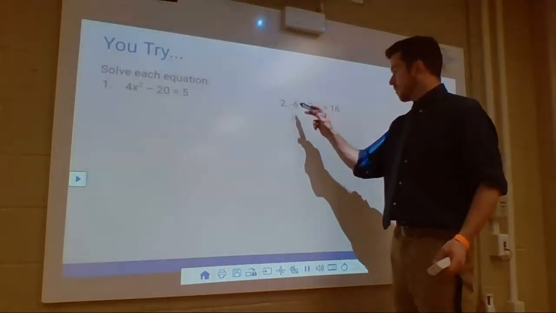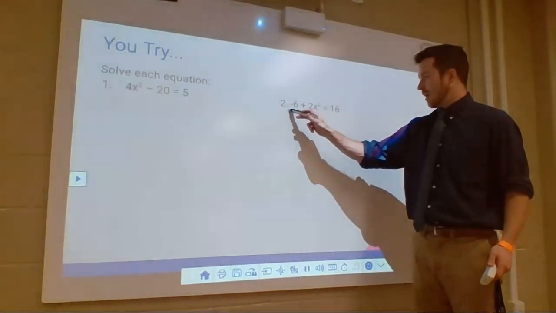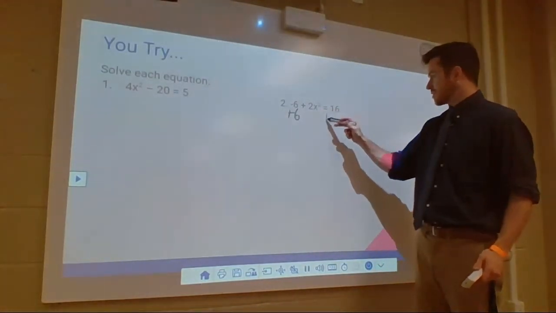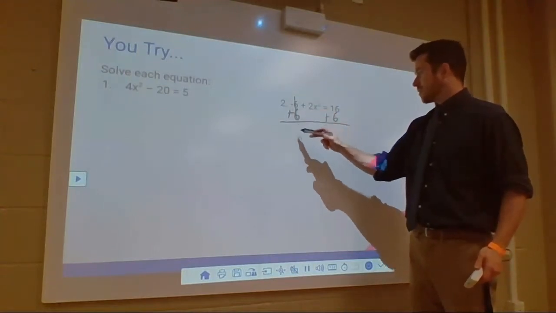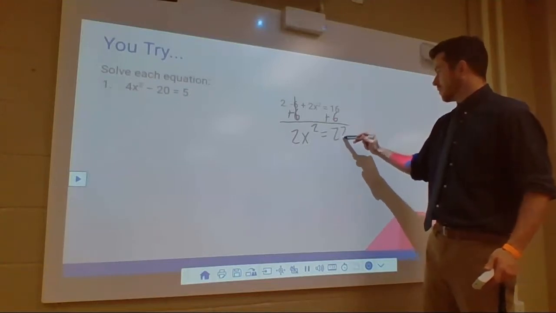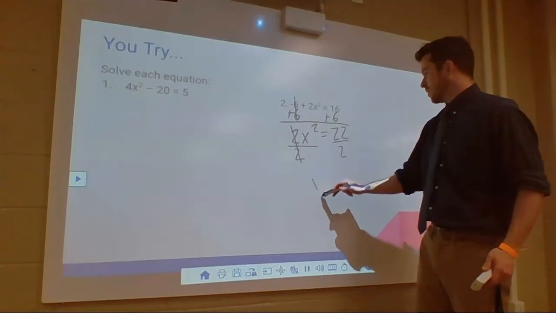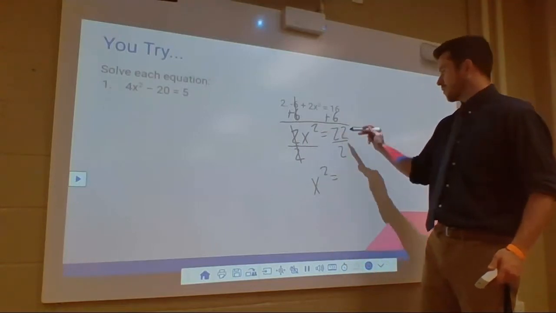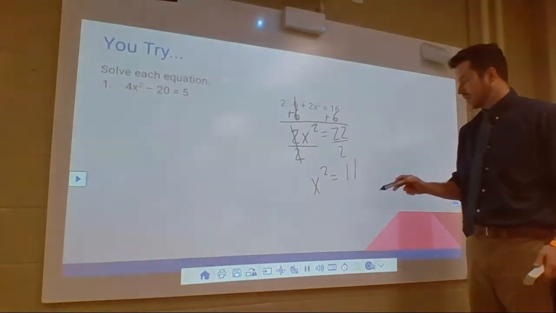So I want to solve this one here. Again, I'm trying to isolate x. So I'm going to add 6 to both sides of this equation. Negative 6 will cancel out right there, so I'm left with 2x squared equals 22. We're going to divide both sides by 2. That'll cancel. We get x squared equals, what's 22 divided by 2? Well, it's 11. So x squared equals 11.